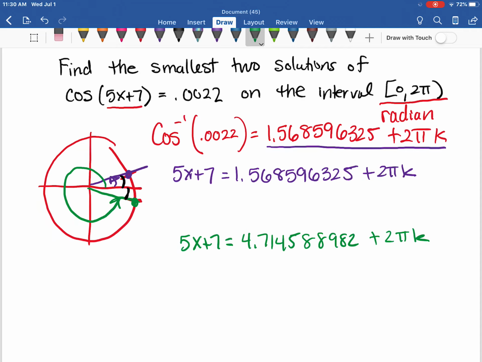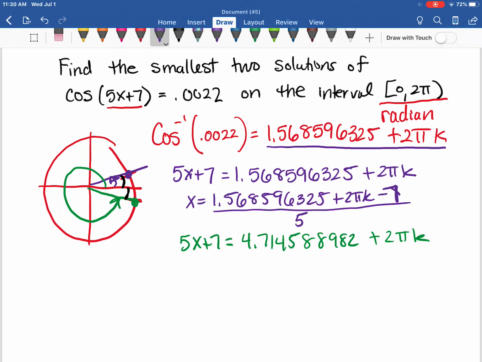So now I have these two equations that I have to solve for x, and recall there are going to be a lot of solutions because we can do any multiple of 2 pi, but what we specifically want for this question are the two smallest on the interval from 0 to 2 pi, on that first rotation. So to solve the purple angle equation, I'm going to subtract 7 and divide by 5. So I'm going to get 1.568596325 plus 2 pi k minus 7, and then I'm going to divide by 5.